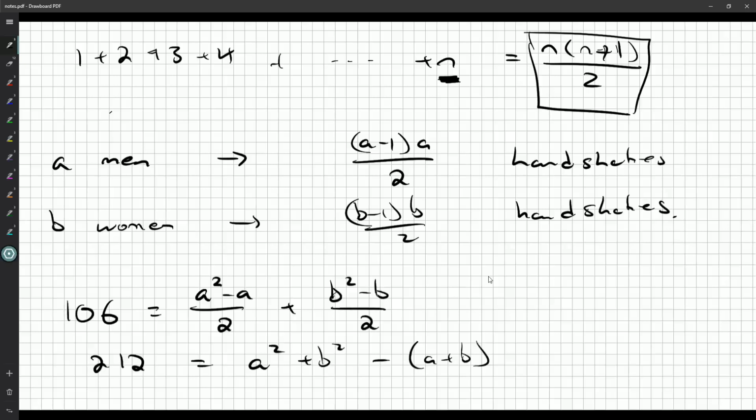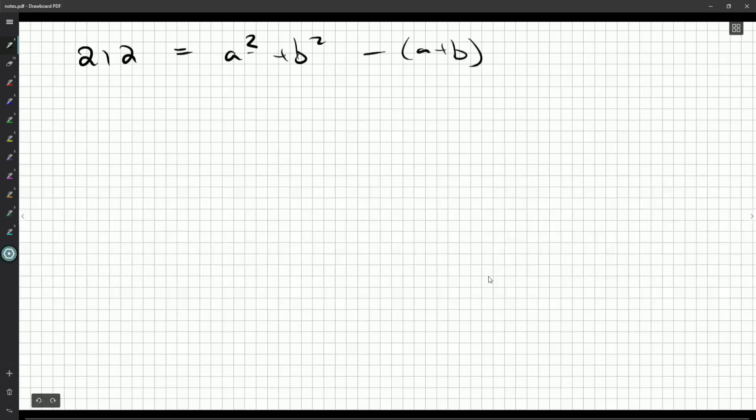I honestly can't think of what to do. I was hoping we'd get a difference of squares, but we don't have a difference of squares, which is a bit of a shame. But we just need to solve, and it's one equation with two unknowns, so we likely can't solve for A and B individually. But we could definitely figure out their product, right? So how might we figure out the product? So we know 212 looks like A squared plus B squared minus A plus B.